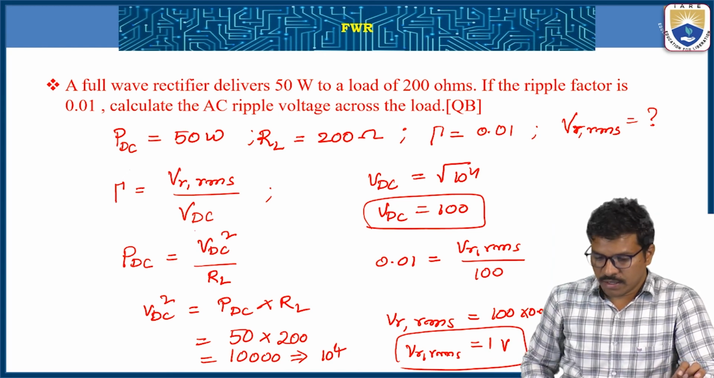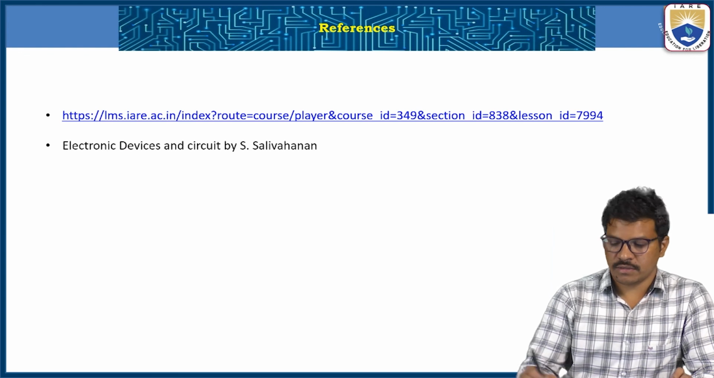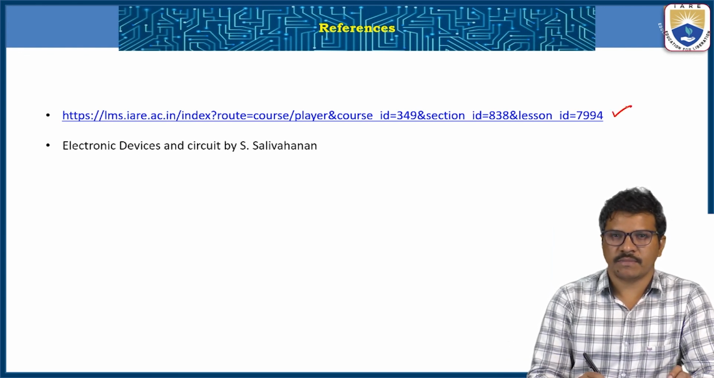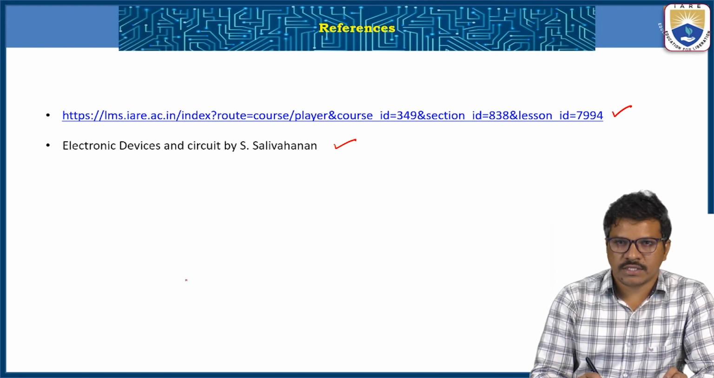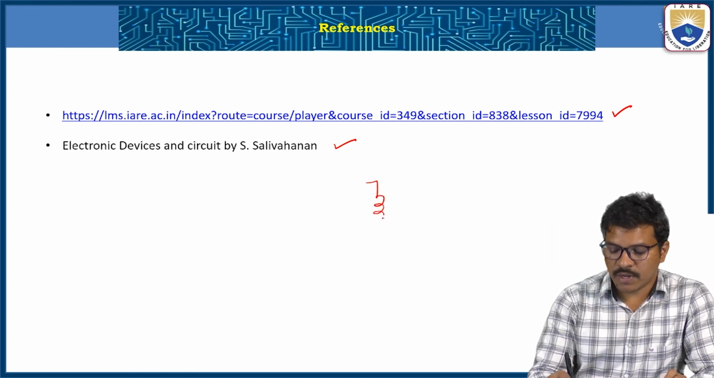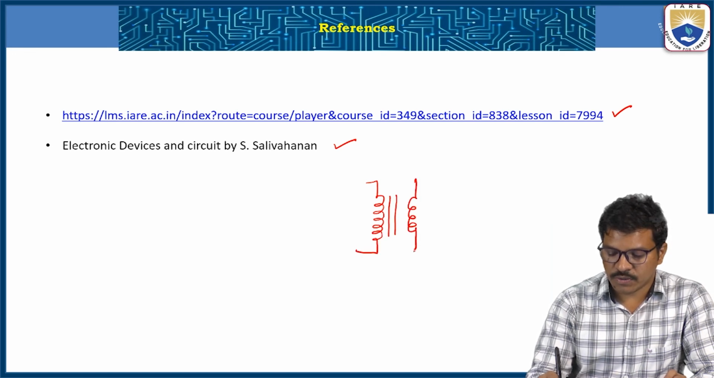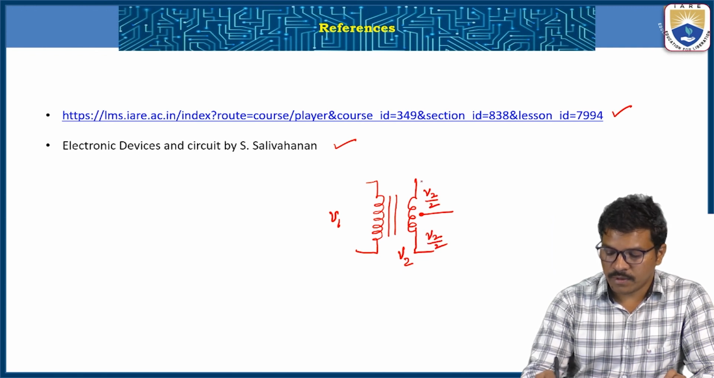Finally, once again, remember these two problems were taken from this question bank, and if you want more problems regarding rectifiers, collect them from Electronic Devices and Circuits by Salivahan. Every time you must keep in mind that they give transformer parameters and turns ratio, center tap. This is V1, this is V2, and V2 by 2, V2 by 2. That comes under Vm.